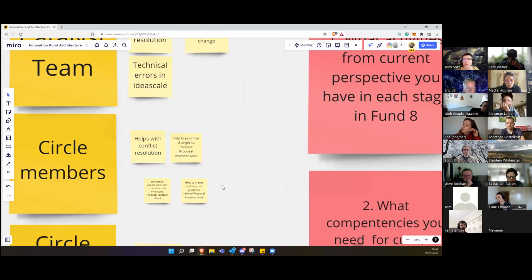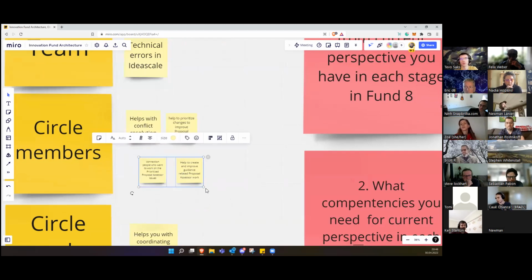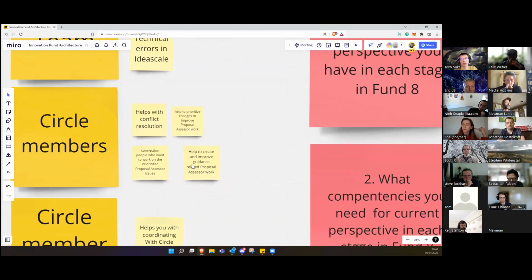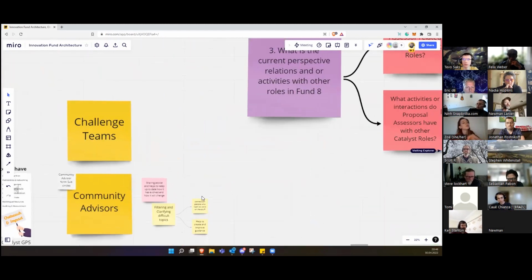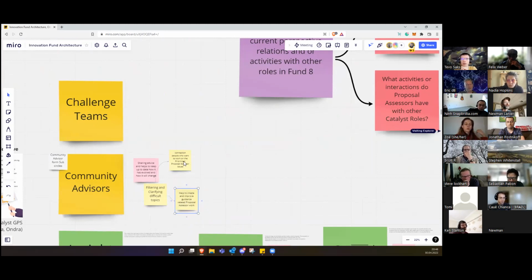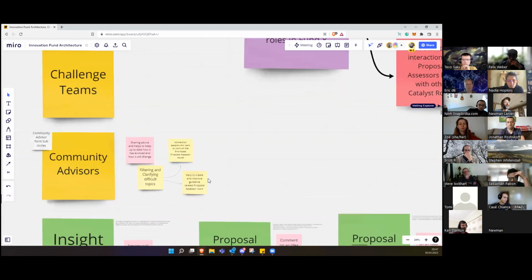Okay, so from that, what I took out was that circle members are also about connecting people and helping with guidance. So they are as helpful as community advisors themselves, but keeping the same things to the community advisors. They both do it, but the difference is that community advisors, as for now, do the filtering and clarifying difficult topics. Else there is just too much for circle members to do.